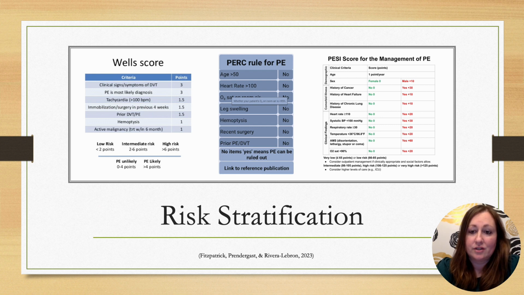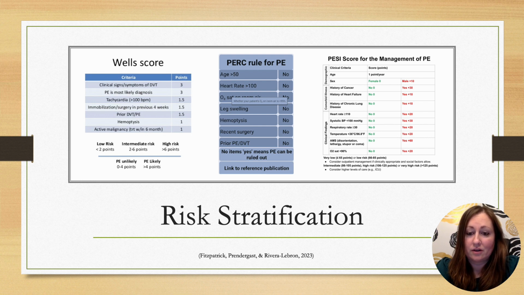Risk stratification is an important part of the workup for PE. With any patient that presents with symptoms suggestive of PE, the Wells score and PERC score should be calculated to see whether PE is a likely diagnosis. The Wells score is a clinical prediction rule for PE. It assigns values to several clinical variables to determine the pre-test probability that a patient has a PE.